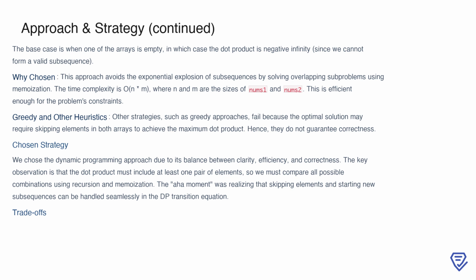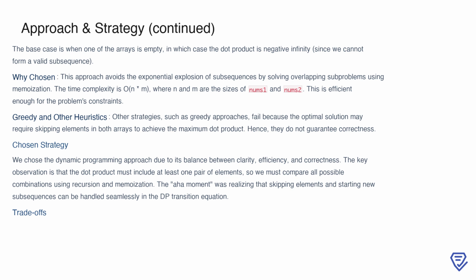Other strategies, such as greedy methods, fail to account for scenarios where the optimal solution requires skipping elements in both arrays. For instance, blindly selecting the largest pairwise product at each step might miss opportunities to achieve a higher overall dot product. The dynamic programming approach, on the other hand, guarantees correctness by systematically exploring all possibilities.